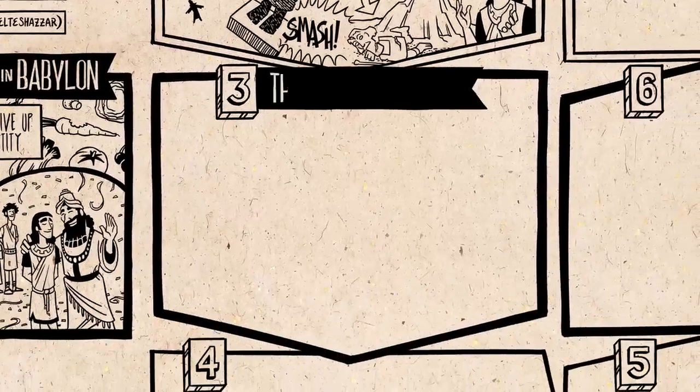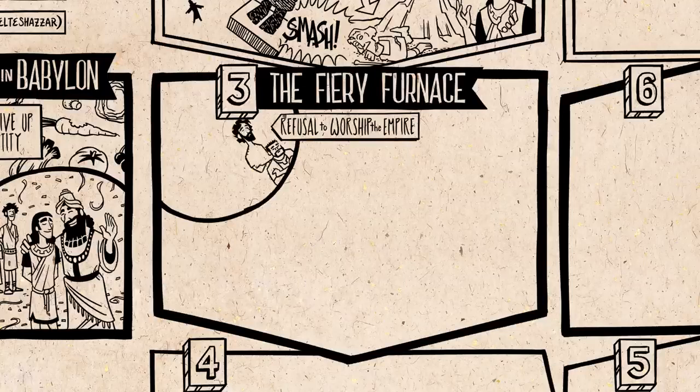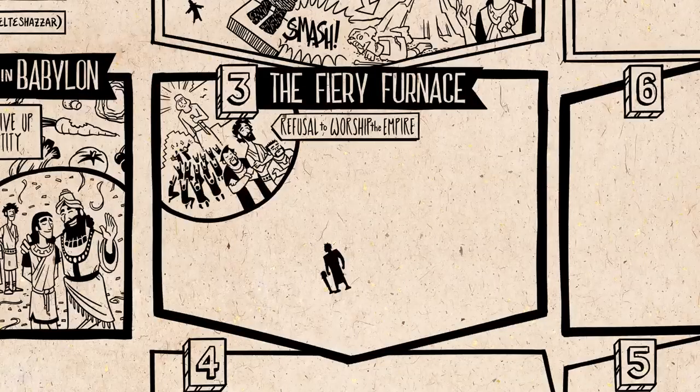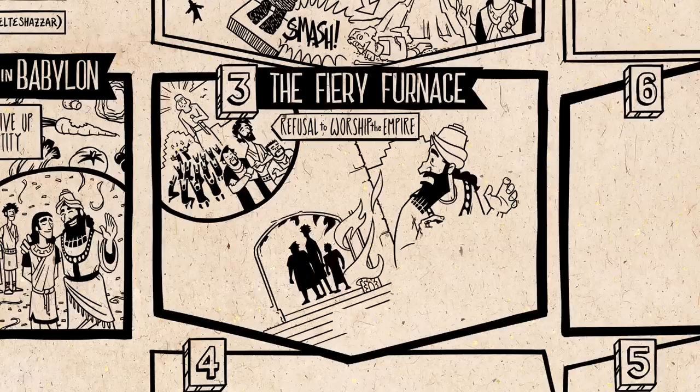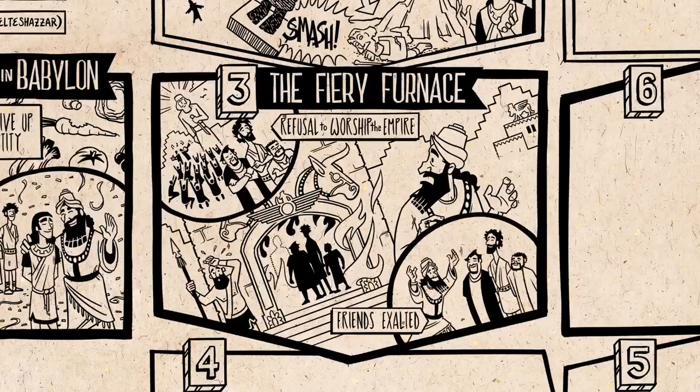After this, chapter 3 tells the famous story of Daniel's 3 friends who refuse to bow down and worship a huge idol statue, which, like the statue in chapter 2, represents the king and his imperial power. And so the friends are persecuted. They're thrown into a fiery furnace, but God delivers them from death, and they're exalted by the king who now acknowledges their God as the true one.